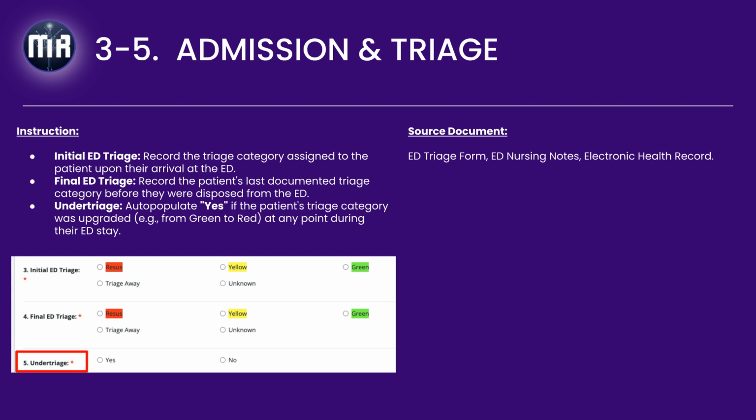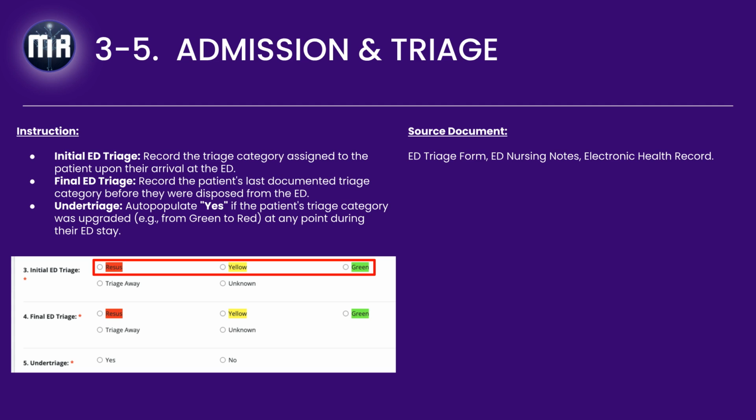This is a critical quality metric. Your instruction here is to check if the auto-populate is correct. Yes, if the patient's triage category was upgraded at any point during their ED stay from green to red. Let's clarify the choices. The triage categories, red, semi-critical yellow, and non-critical green, represent a standardized assessment of urgency. Red is for life-threatening conditions, yellow for potentially serious conditions, and green for non-critical issues. The final triage may be the same as the initial, or it may be different, reflecting a change in the patient's stability.